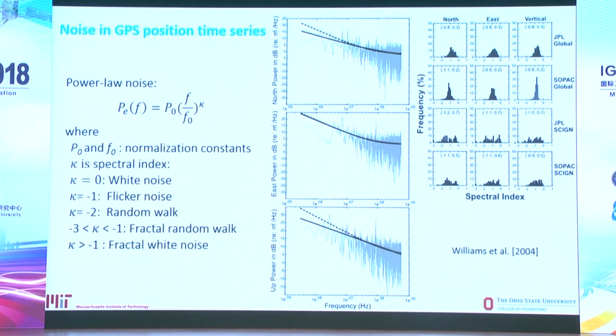Williams et al. in 2004 also estimated these kappa values for the 1,000 continuous GPS time series. They generated this histogram for the estimated kappa values. What we can see here is that the histogram is centered around -1. That means most of the GPS time series have flicker noise. But the histogram also spreads out on both sides of -1. That means the actual noise type in the GPS time series is very diverse.